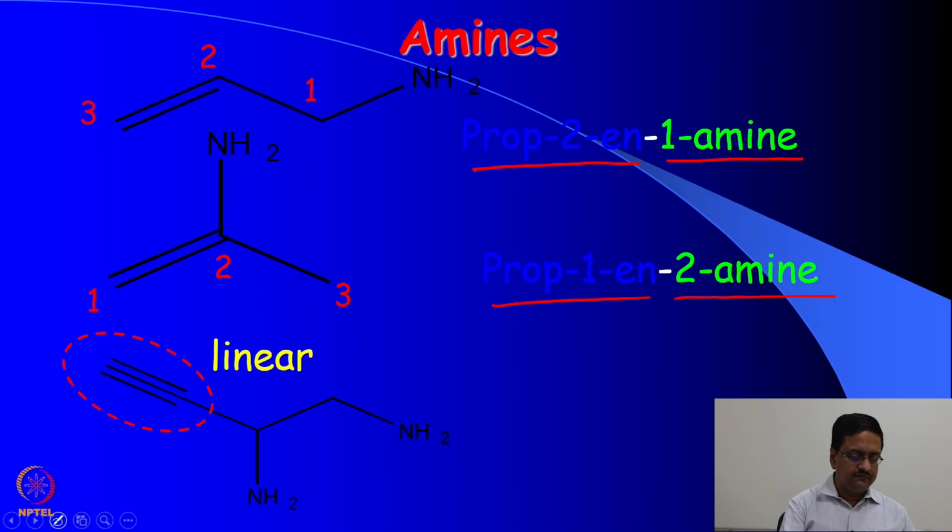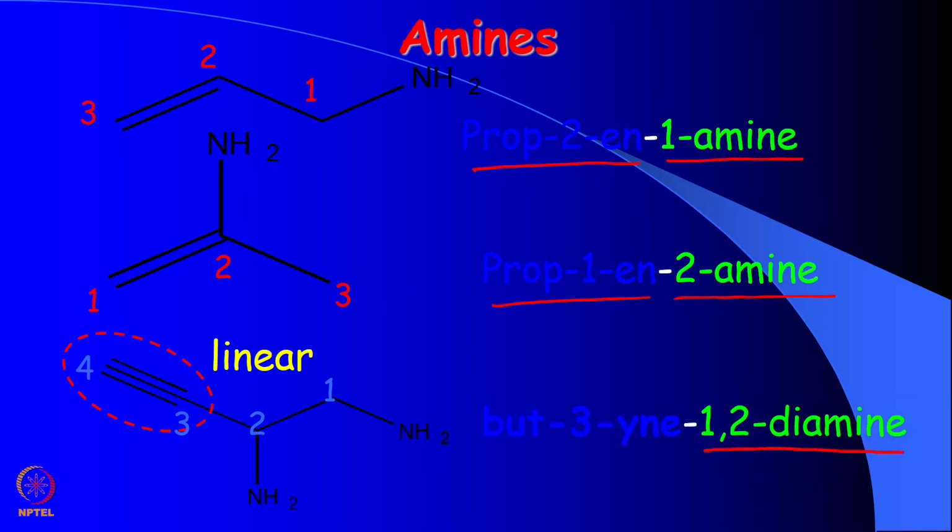And the third one, you see here what we have is a 4-membered chain, 1, 2, 3 and 4. So, we have 2 amino groups. So, it must be diamine. We write it as 1,2-diamine, and this being a derivative of butane, rather butyne, we have a CC triple bond. So, we write it as 3-yne. So, the name directly signifies a particular molecule which is shown here.